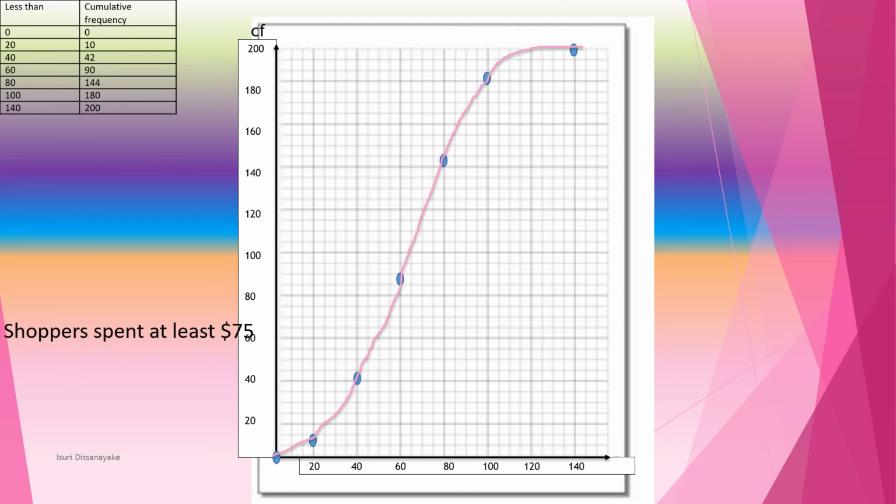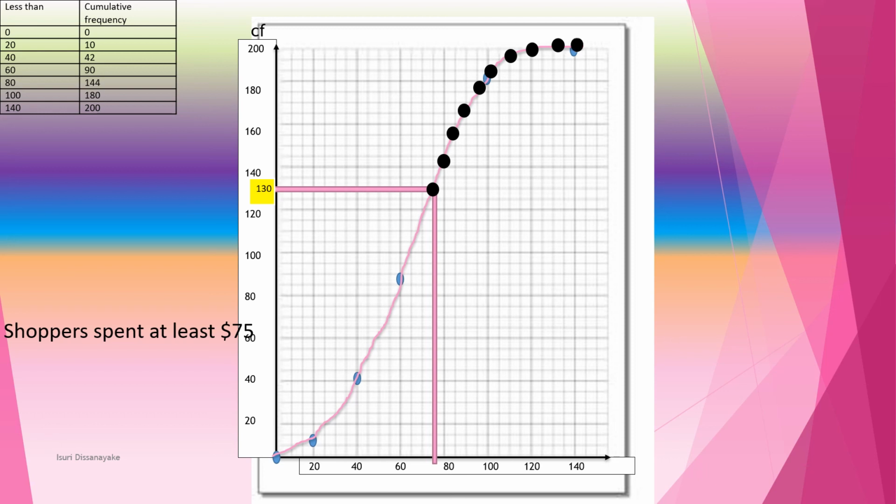Next, we are going to find how many shoppers have spent at least $75. Looking at the curve, we can see that 130 shoppers have spent up to $75. All the shoppers above this point, starting from $75 and above, have spent at least $75.